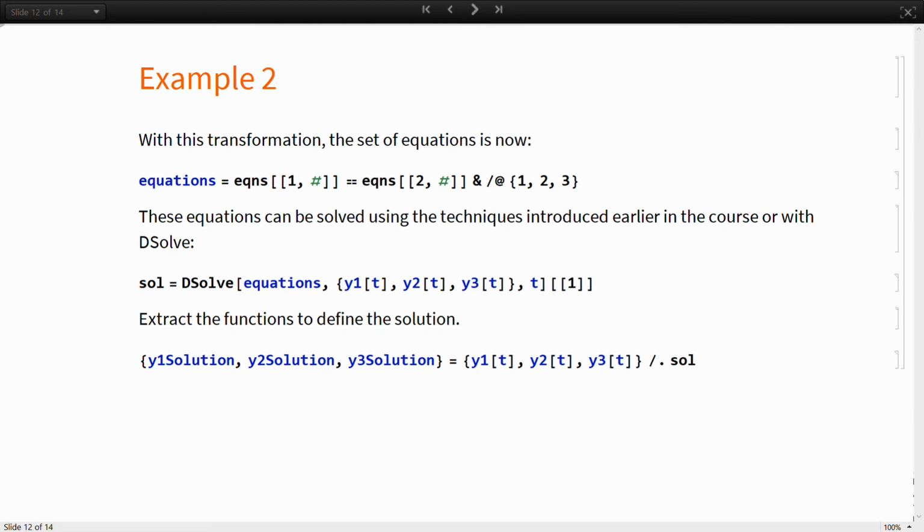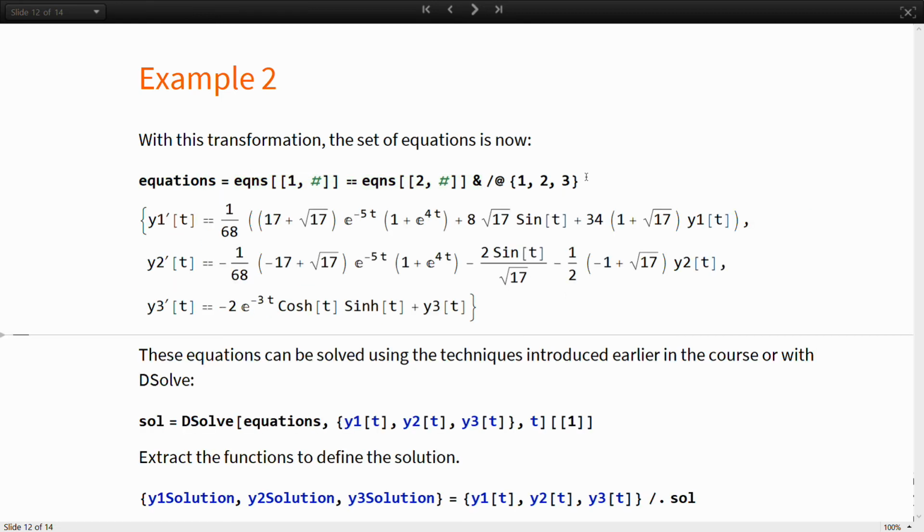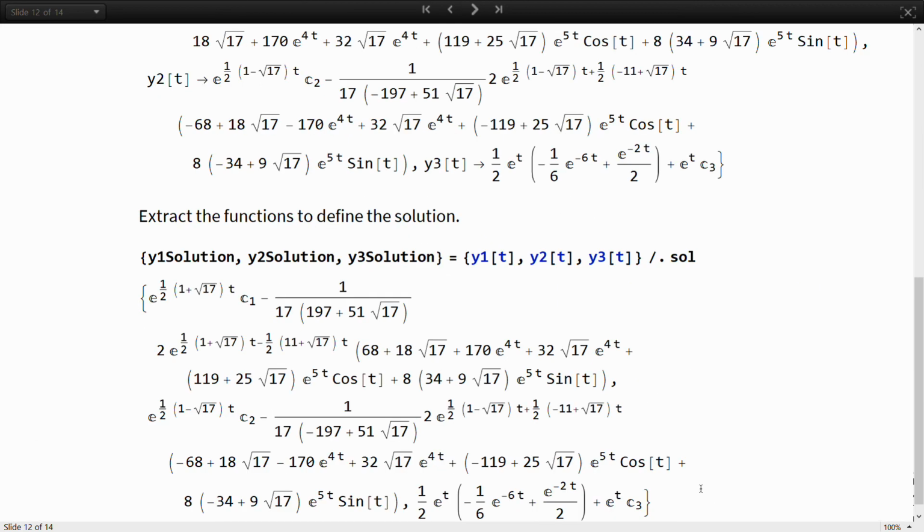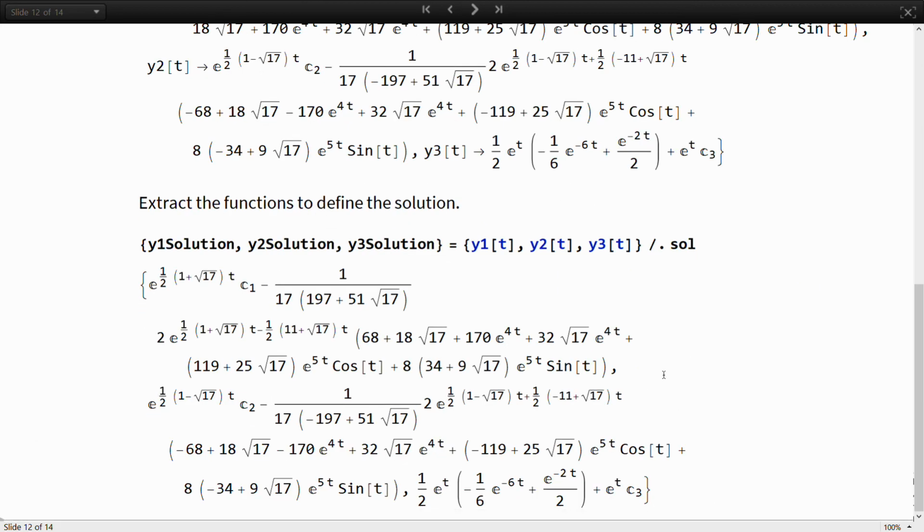We have now decoupled the system so we can solve each equation individually using the techniques we have learned in this course. First, write the decoupled set of equations in a more natural form. We can now give this set of equations to DSolve to find a solution for each of the y functions. Extracting the y1, y2, and y3 functions from the result gives us an expression for the general solution in terms of the y functions. Since we solve the equations simultaneously, DSolve will use different expressions for each of the coefficients.